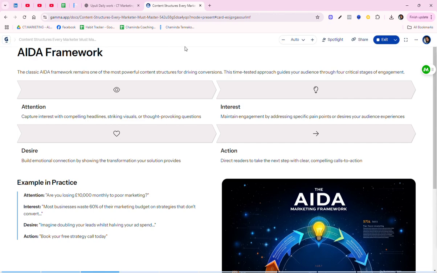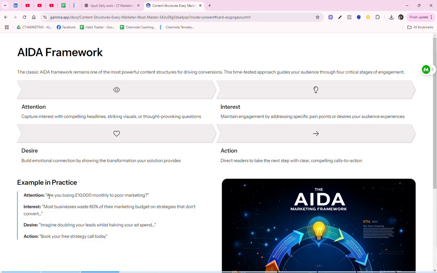So here is one framework that you can use, that is the AIDA framework. AIDA stands for attention, interest, desire, and action. You can use these formats for most of the content that you're doing for the clients. So here is an example for our marketing agency.